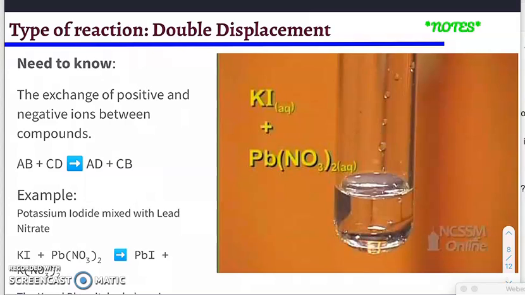That's double displacement. And then again, a video showing you an example of a double displacement reaction. And in fact, a lot of the reactions that we will experience hopefully next week, if we get to do our precipitate lab, are going to be double displacement reactions.